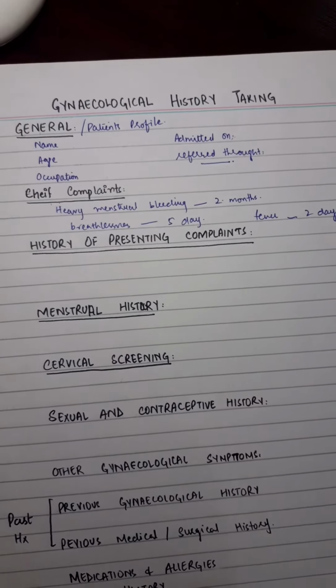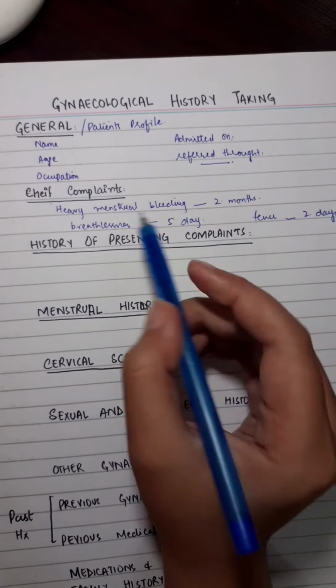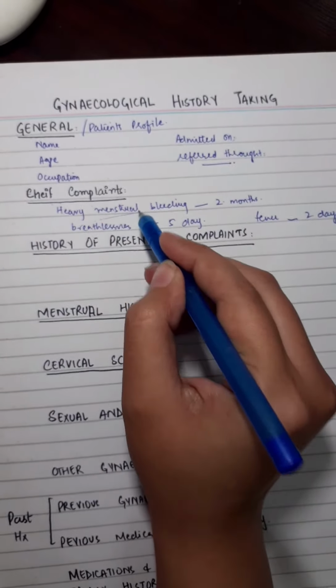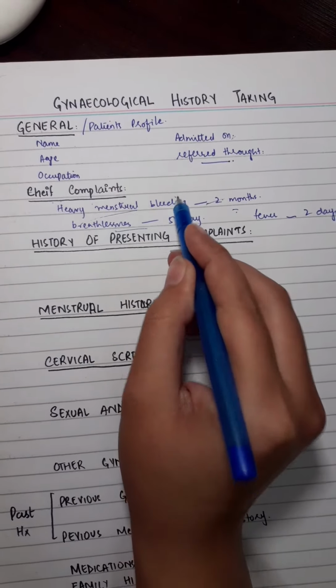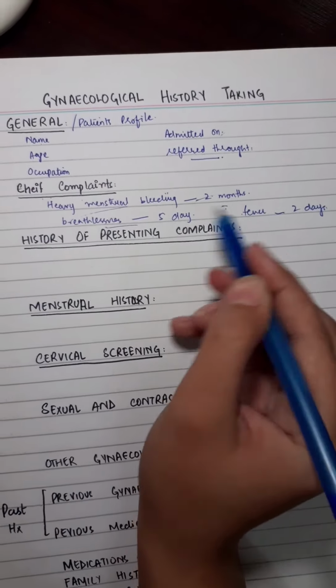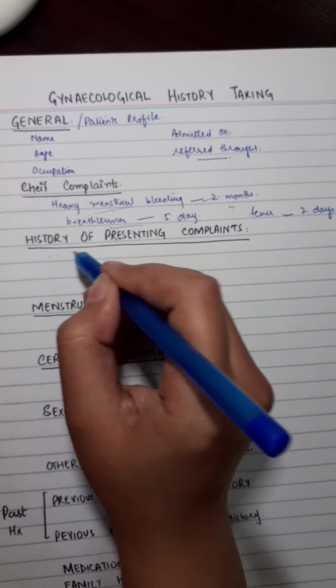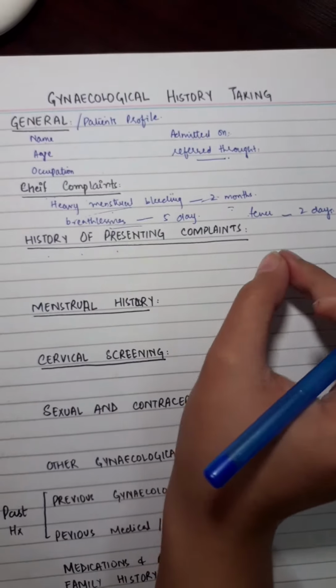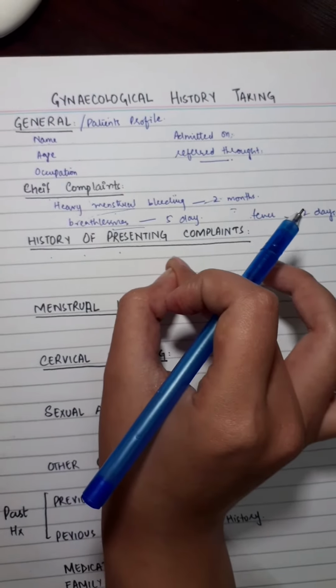So the next heading is history of presenting illness. So you are going to tell about each of the chief complaint in detail. You are going to tell about heavy menstrual bleeding, breathlessness, and fever. For example, in heavy menstrual bleeding, you are going to start it like this: that according to my patient was in her usual state of health 2 months ago when she started suffering from heavy menstrual bleeding.